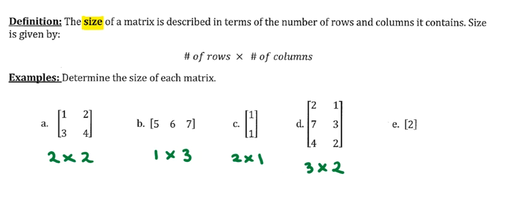And I like the matrix in example part E. It's kind of a special case. Just the entry 2. That number right there is both in a row and a column. And since there's only one entry in this entire matrix, there's just 1 row and 1 column. So example part E is an example of a matrix where the size is 1 by 1. And that's how you do it.